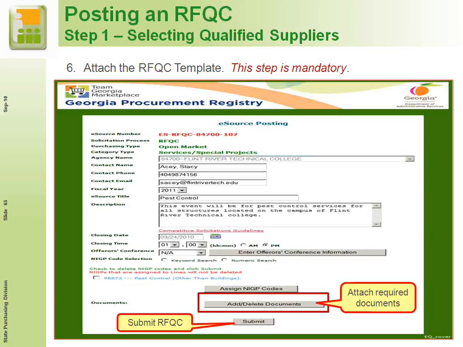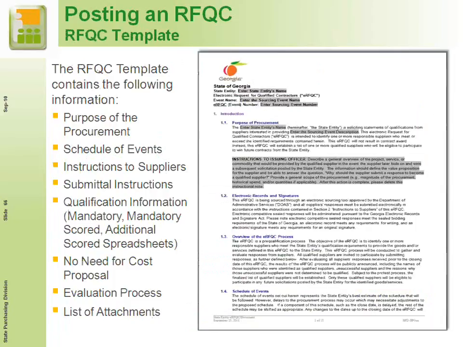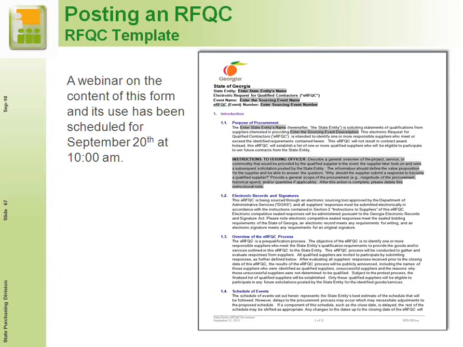You do have to attach your required document, your RFQC template, the same way that it was mandatory on the RFQ and the RFP and the RFI. It is mandatory here. The purpose of that RFQC template is to talk about the purpose of the procurement as well as the schedule of events, to provide instructions to suppliers, to give submittal instructions, and your qualification information, such as your mandatory scored, and your additional score spreadsheets. There is no need for a cost proposal. You will discuss the evaluation process and also provide a list of attachments. This template will also be discussed in the webinar on September 20th at 10 a.m.